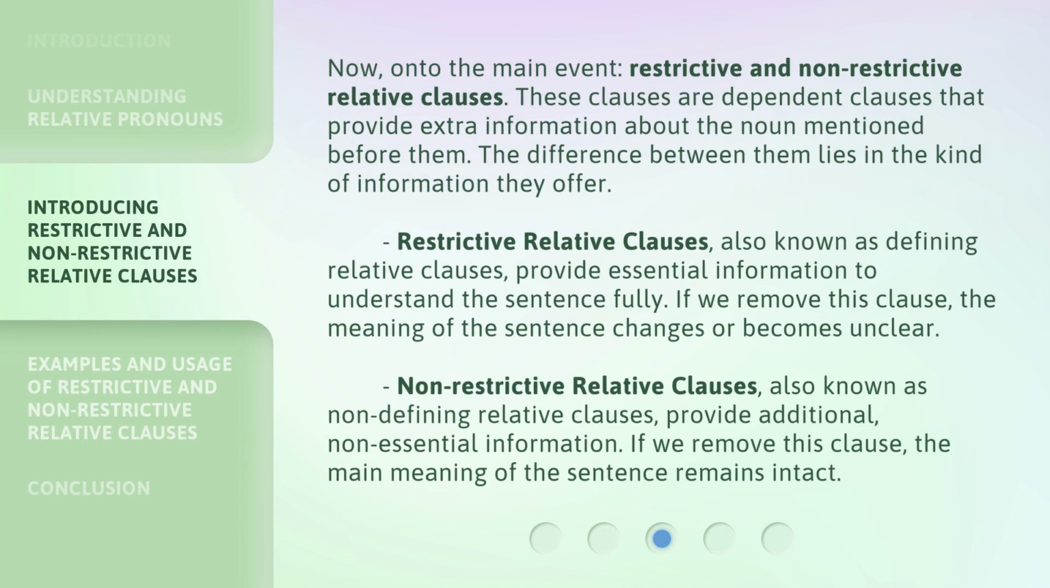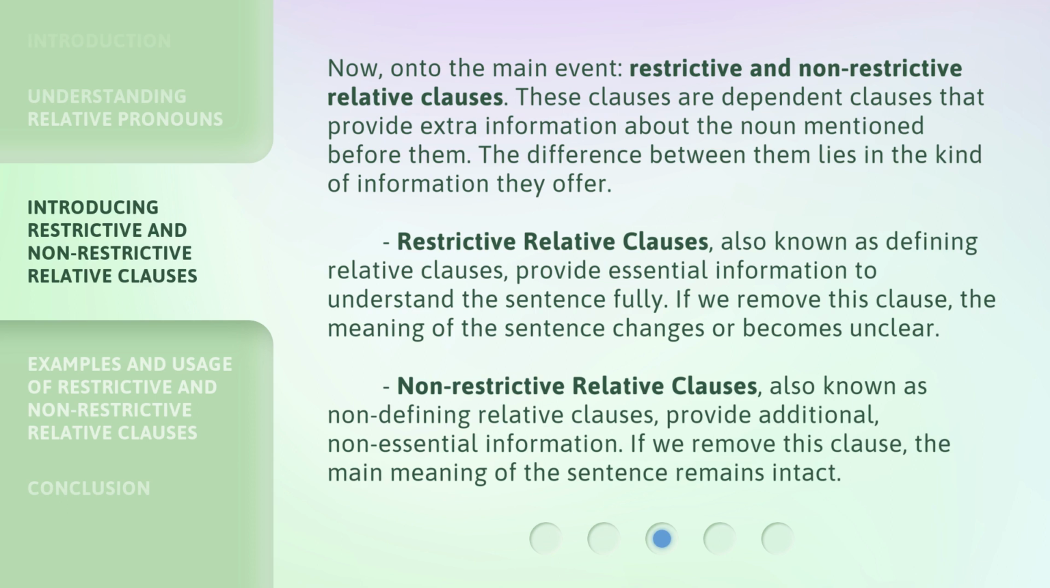Now, on to the main event, restrictive and non-restrictive relative clauses. These clauses are dependent clauses that provide extra information about the noun mentioned before them. The difference between them lies in the kind of information they offer. Restrictive relative clauses, also known as defining relative clauses, provide essential information to understand the sentence fully. If we remove this clause, the meaning of the sentence changes or becomes unclear.